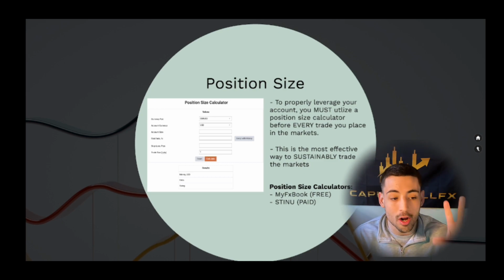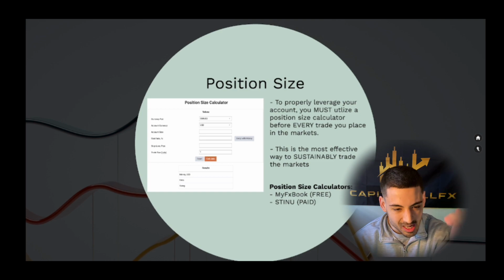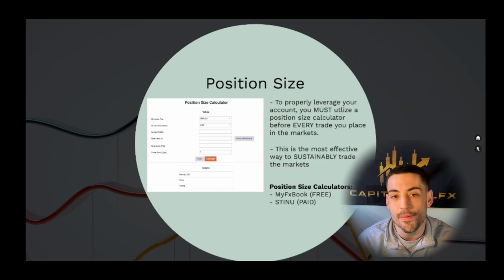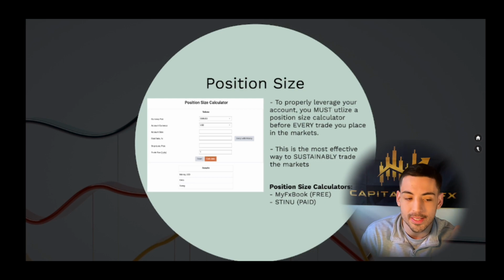So if we look on our left-hand side here, we can see the couple different pieces of criteria that we need to fill out with a position size calculator. The first is the currency pair. What currency pair are we trading? This would be Euro USD, let's say, for example. The next is your account currency.